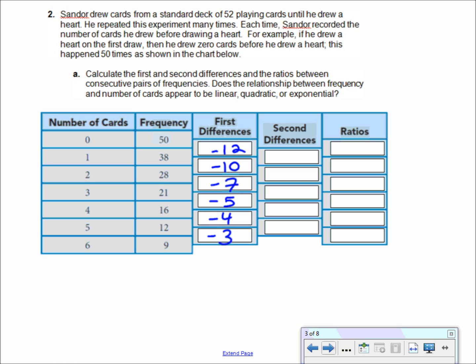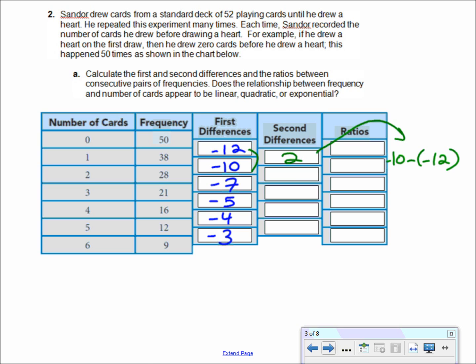Okay, second differences are based off of my first differences. So for my second differences, I'm going to bring it over here so you remember. It's going to be negative 10 subtract negative 12. This is generally because I have all these negatives where I'm using my brackets. So in this case, I'm going to get 2.